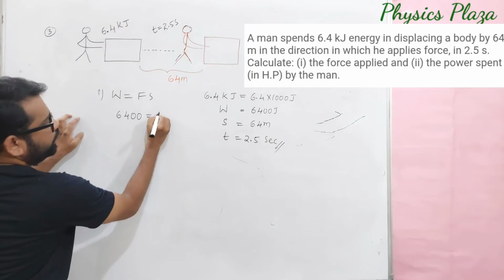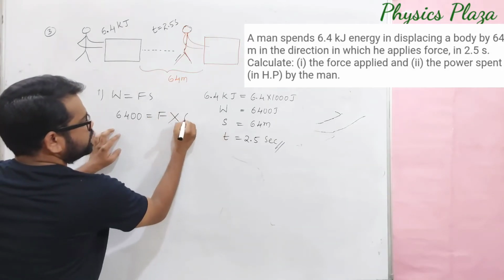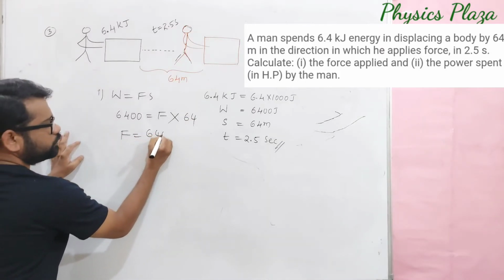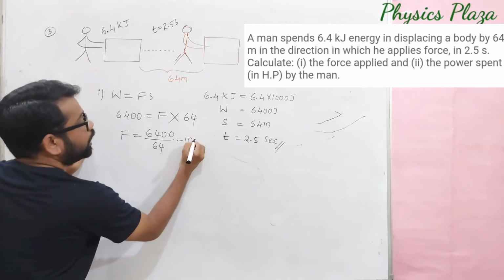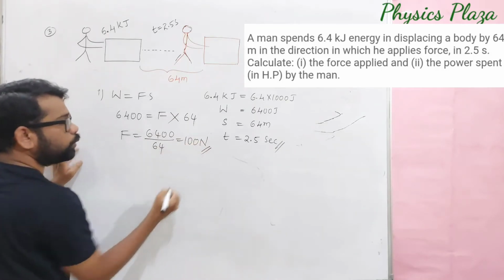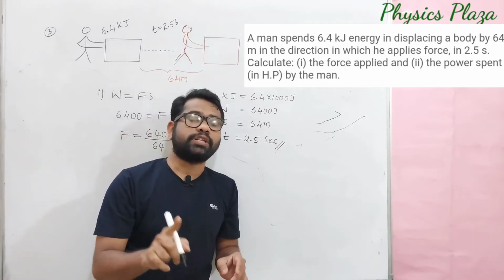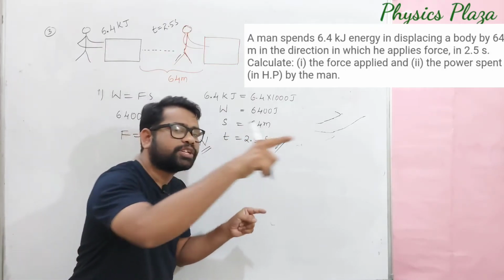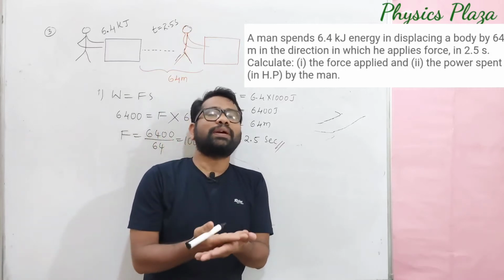6400 is equal to F times S, where F is to be calculated and S is given as 64. So F is equal to 6400 by 64, which is equal to 100 newtons. So the person applied 100 newtons of force in order to move the body by 64 meters in the direction of force.